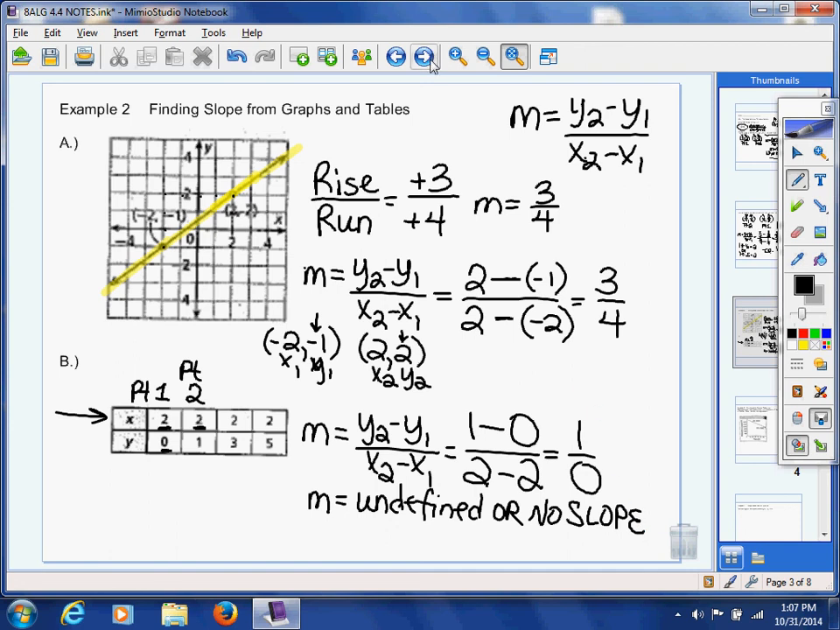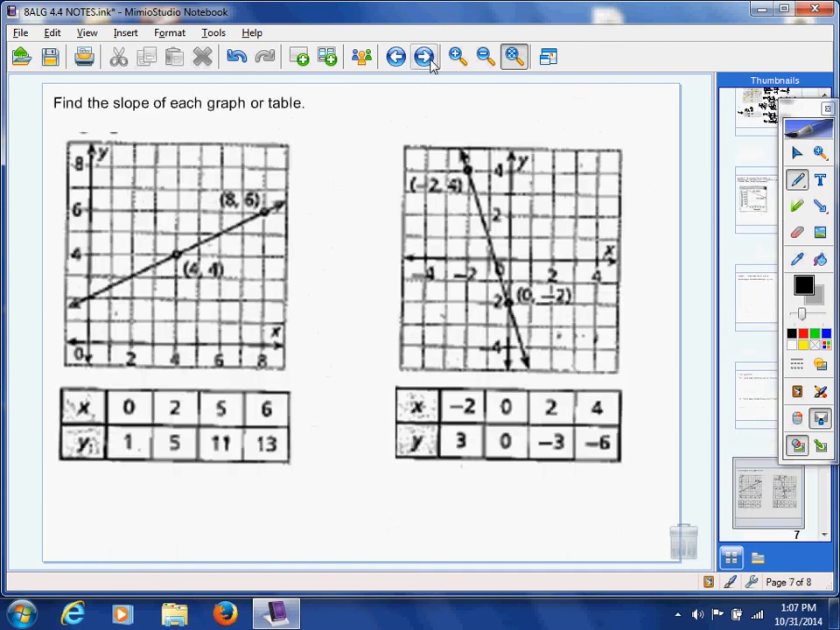Okay, so this is the end of example 2. If you flip back in your note packet, here's slopes and tables for you to try. So each one that you see here, give it your best shot. See if you can figure out what the slope of each graph, there's 2 graphs here, and each table is.